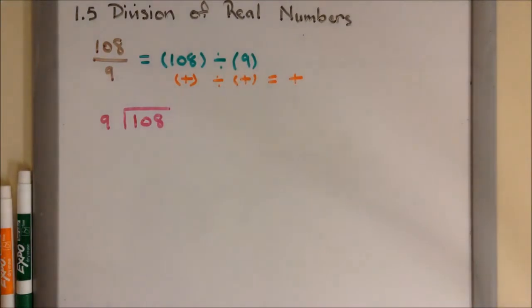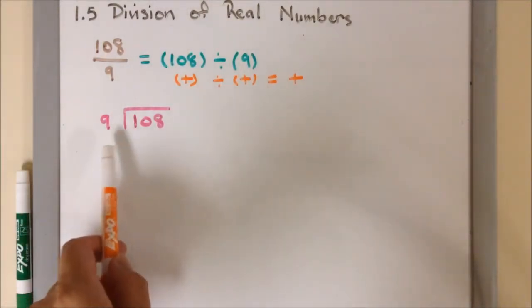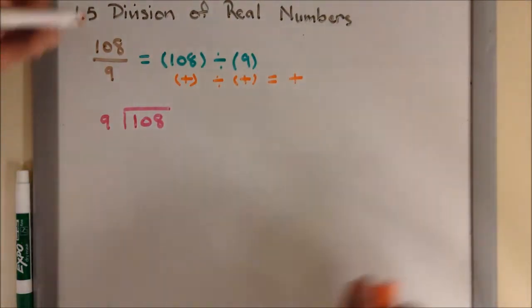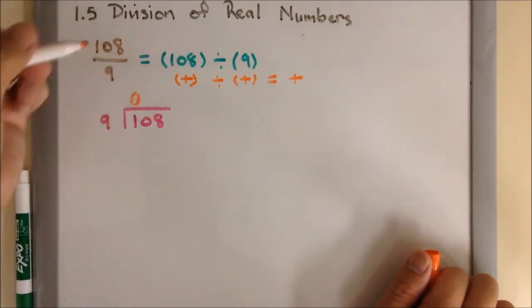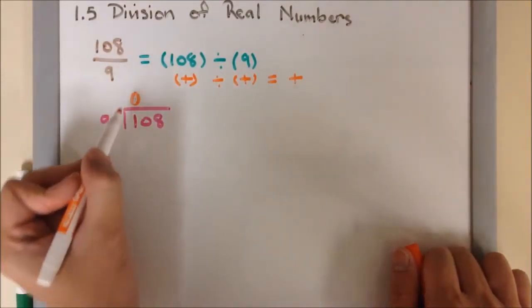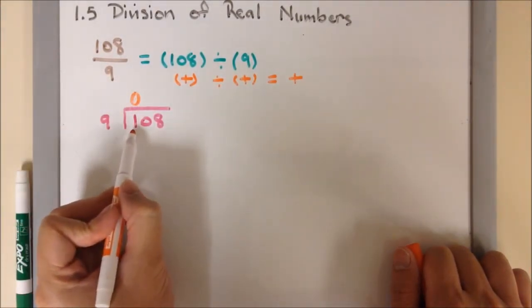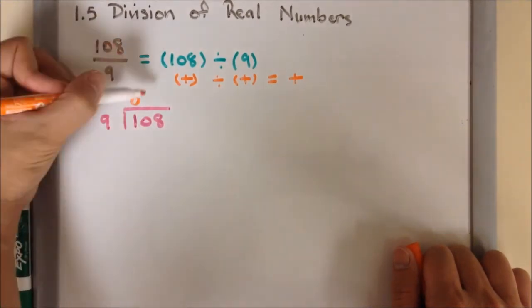Now I check. Does 9 go into 1? And it does not, because 9 is greater than 1. So if I want to fill in the space right here to properly align my numbers, that's okay. You're allowed to put a 0 if you like. Instead of using 1, I'm going to connect it with the 0, making it 10. Does 9 go into 10? It does. 1 time.